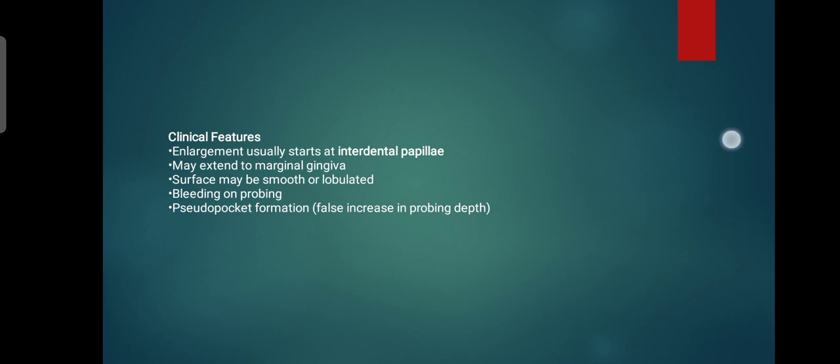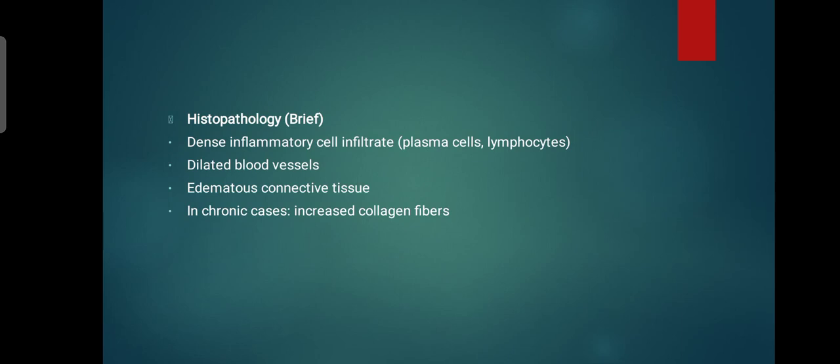Now, histopathology shows dense inflammatory cell infiltrate, plasma cells and lymphocytes, dilated blood vessels, edematous connective tissue, and in chronic cases, you can also see increased collagen fibers.